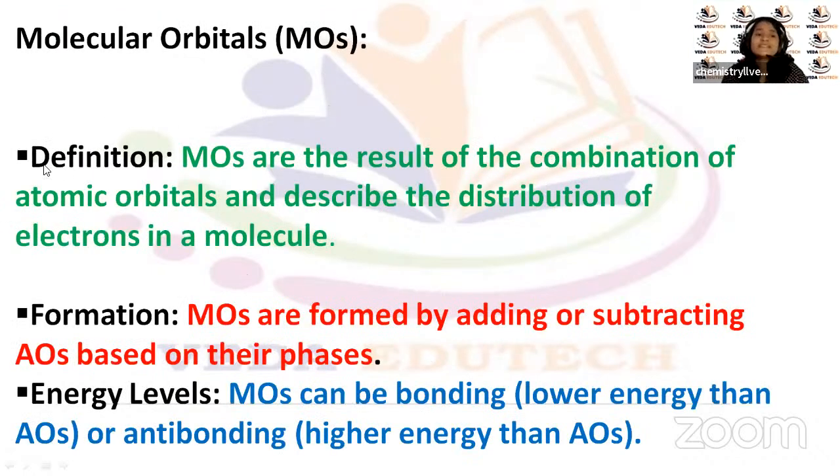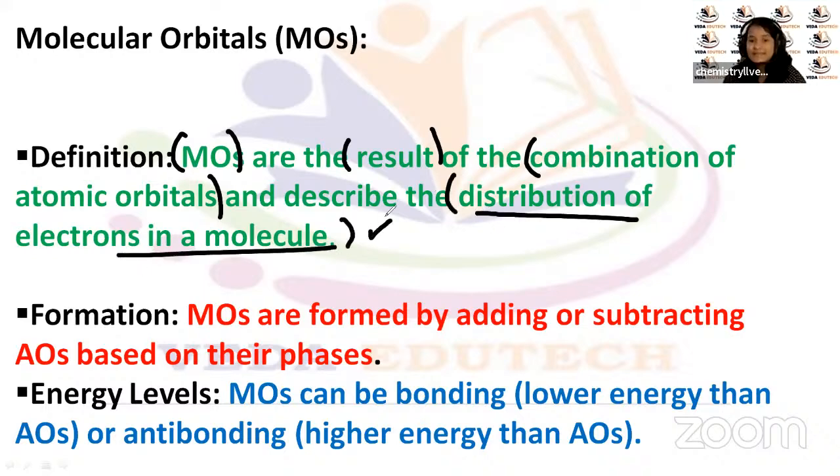Now, what exactly are these molecular orbitals, children? We'll see. We know that whenever atomic orbitals combine, they form molecular orbitals, and there the electrons are distributed. So how are MOs formed, children? They are the result of combination of atomic orbitals and describe the distribution of electrons in a molecule. Hope it is clear.